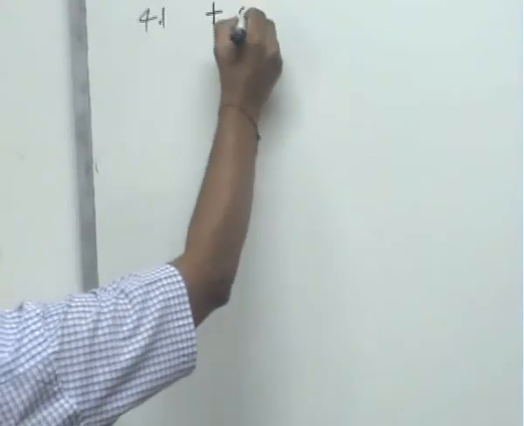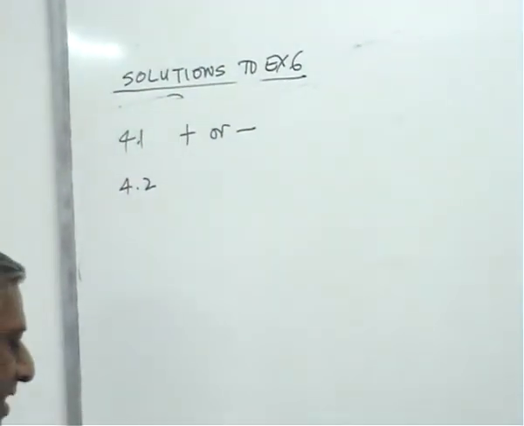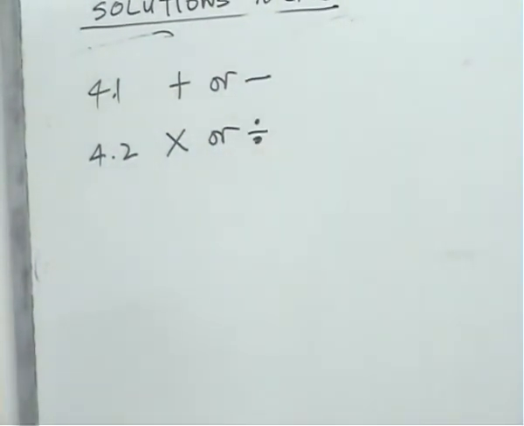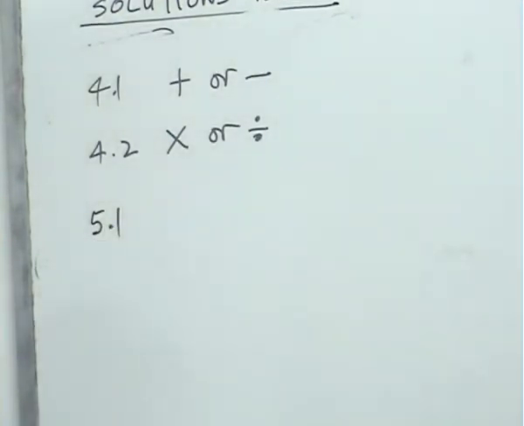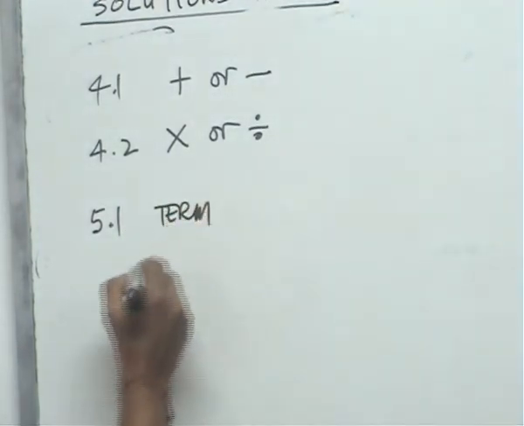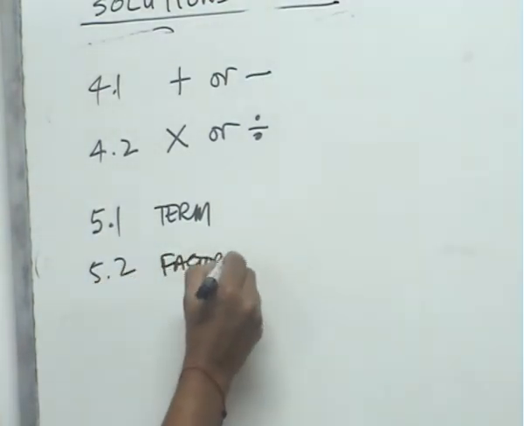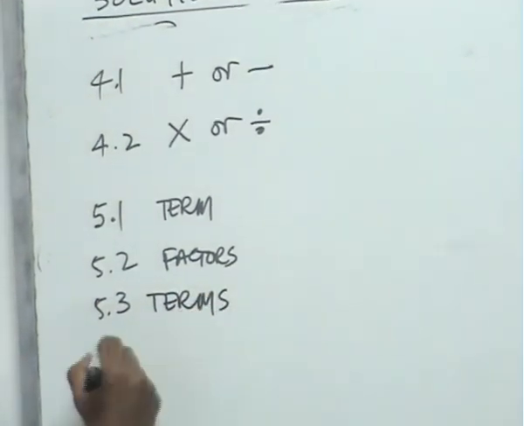4.1, terms are separated by plus or minus signs. 4.2, factors are separated by multiplication or division sign. Number 5, you have to classify these examples as terms or factors, right? 5.1 is terms, there's a plus sign. 5.2, factors. 5.3, terms.